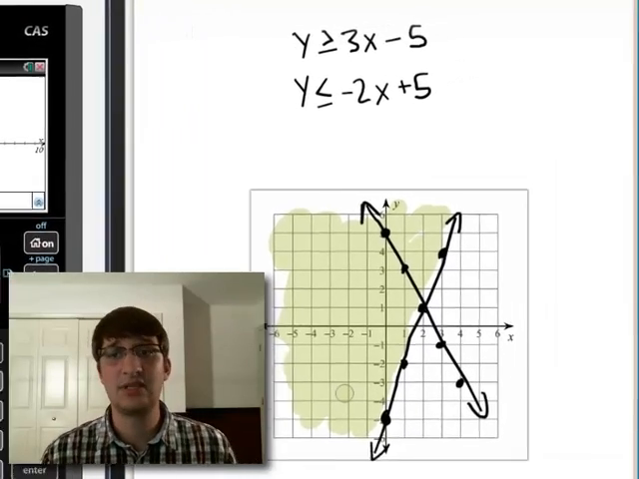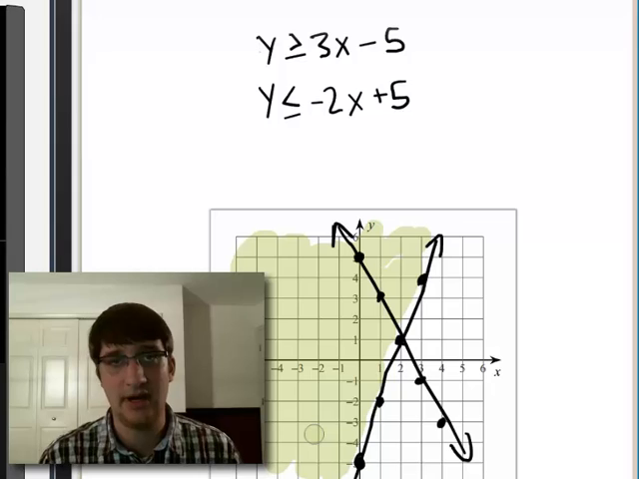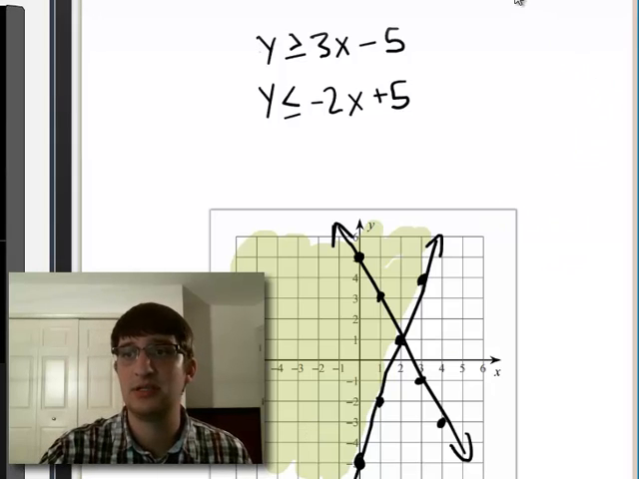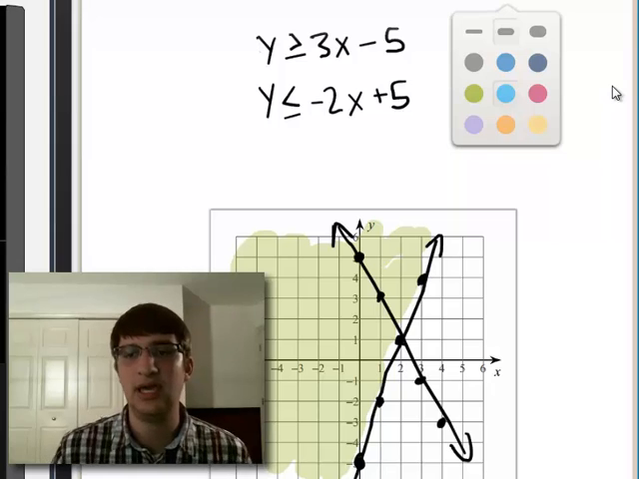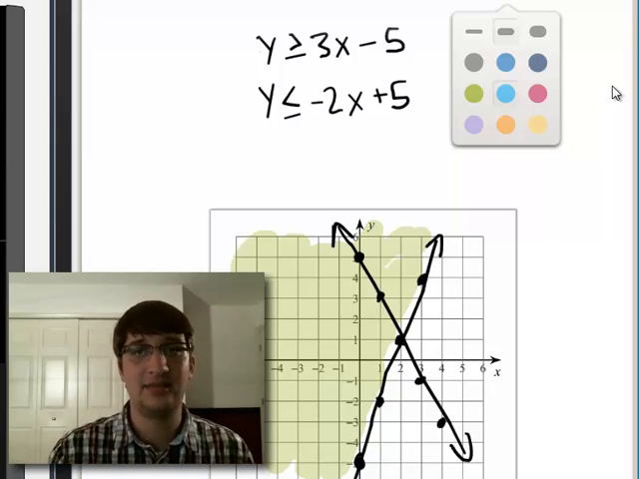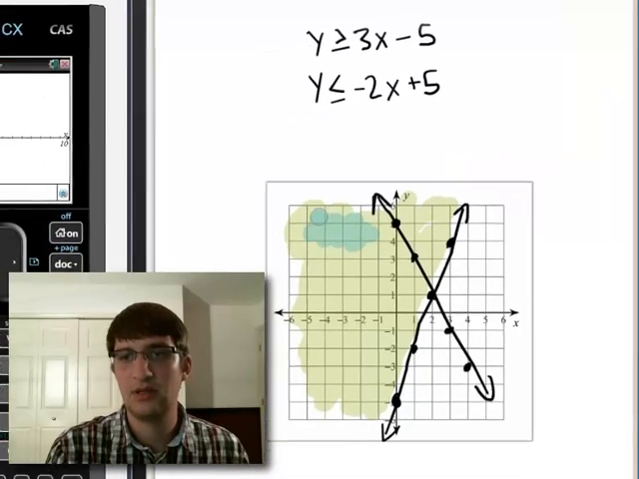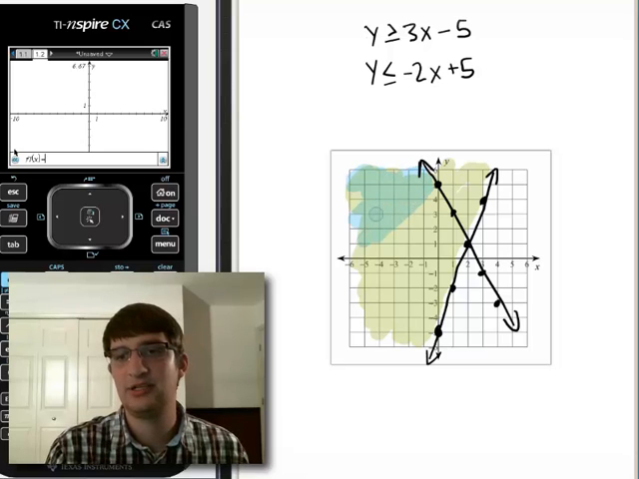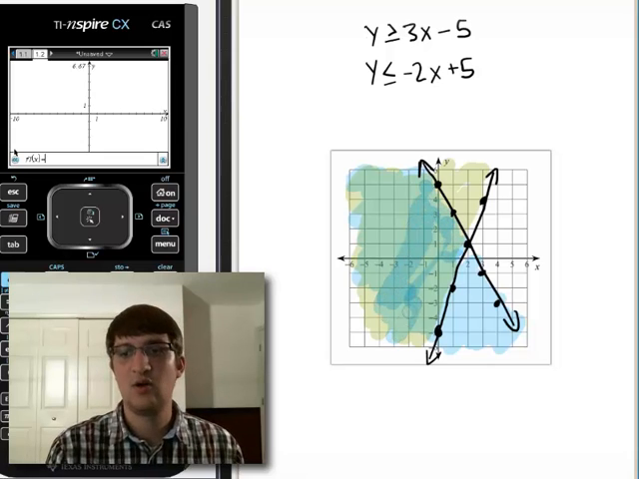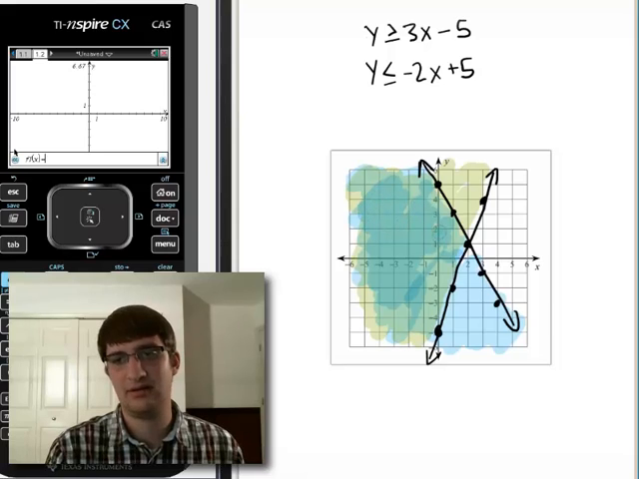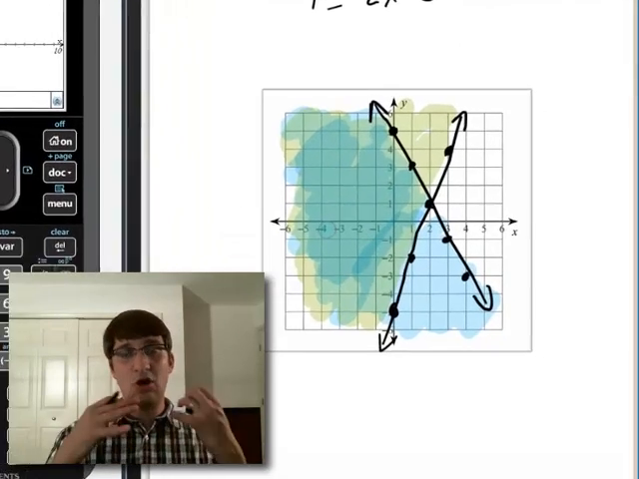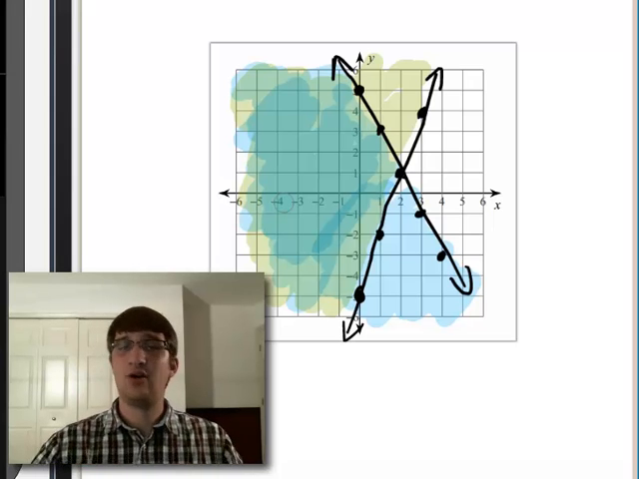Now, the next line wants me to shade below because it's less than or equal to. I'm going to use a different color for this one. Let's use blue. And I'm going to shade below that second line, the one with the negative slope. You'll notice that when I shade below it, you will have a section that is for the most part just blue on its own, but then you'll have a section like the one over here where it's green and blue together.